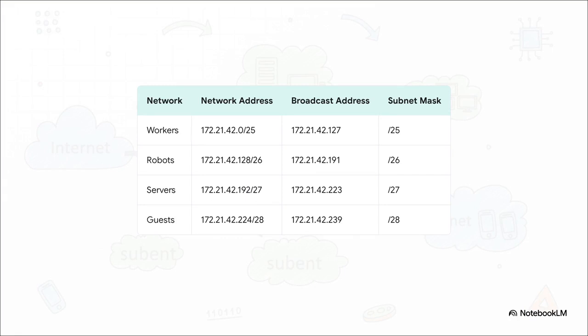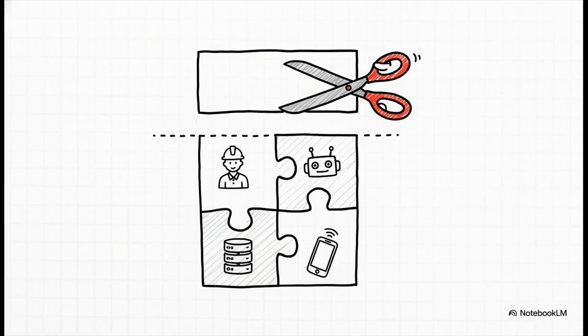The workers' network ends, and the very next address is where the robots' network begins. No gaps, no wasted space. We've got the /25, then the /26, the /27, and the /28, all lined up perfectly in a row. It's just so satisfyingly organized. I mean, let that sink in for a second. We just took one big, generic chunk of a network and skillfully tailored it to 4 unique needs with absolutely minimal waste. This isn't just a neat math puzzle.